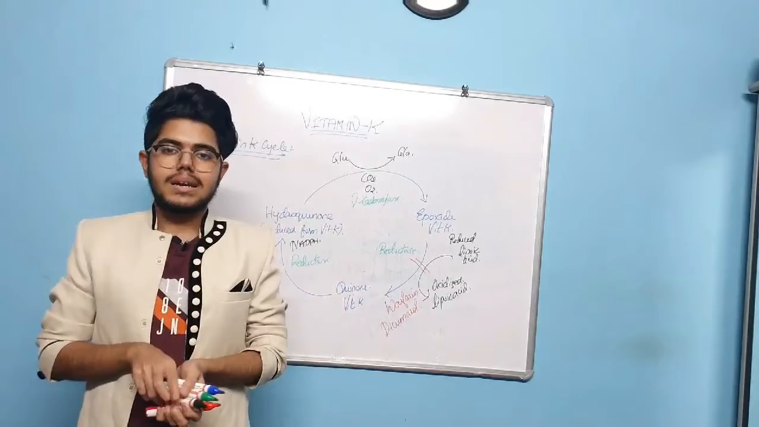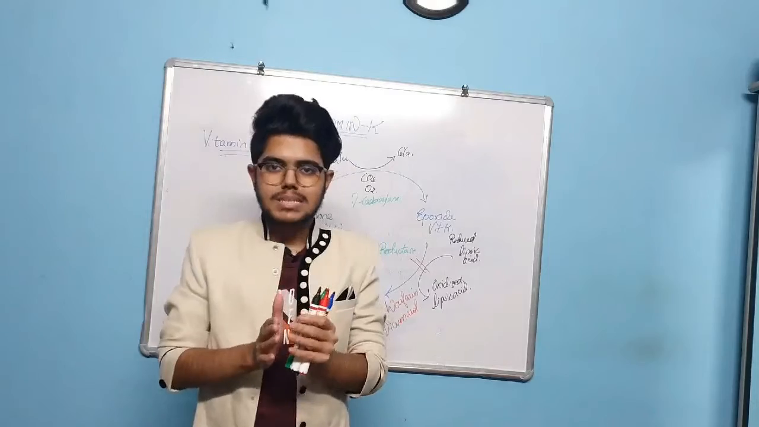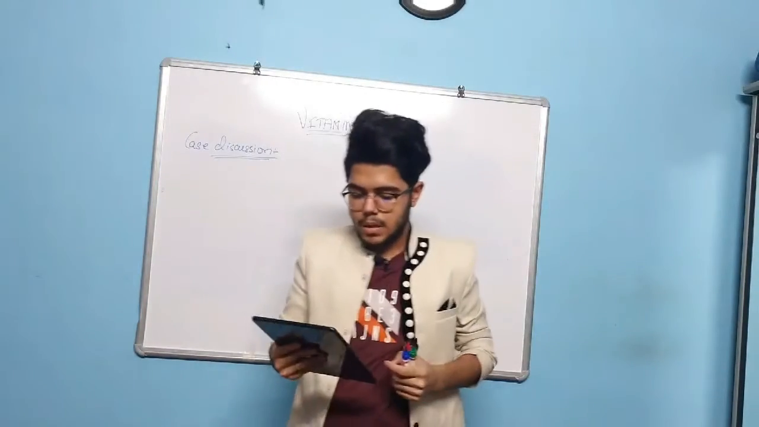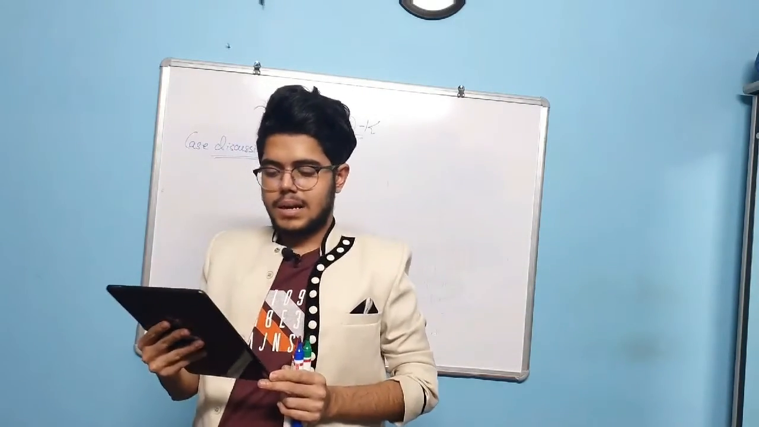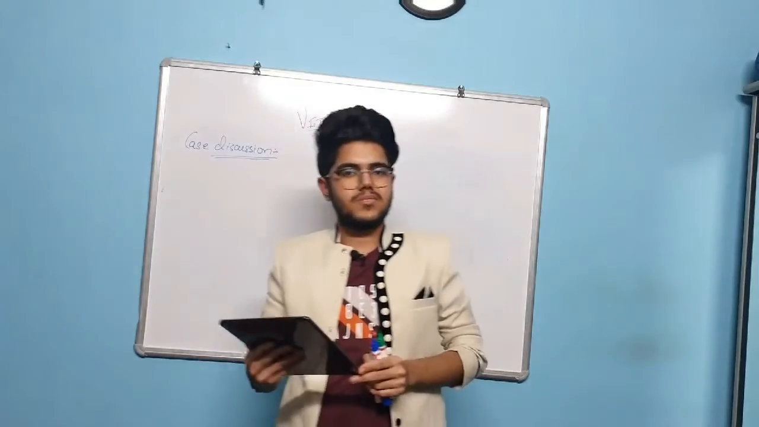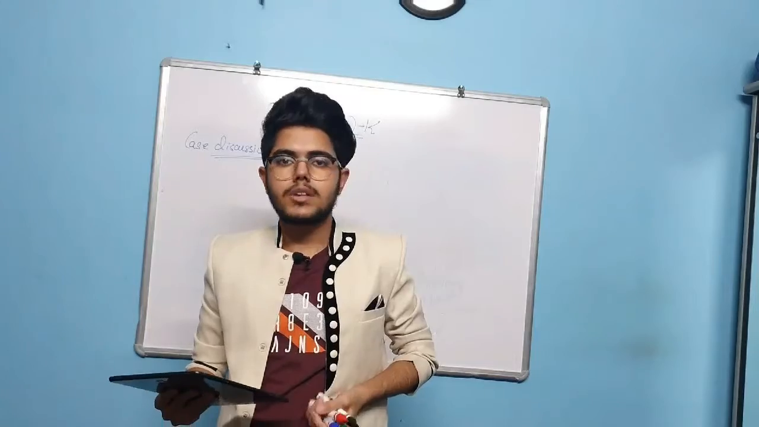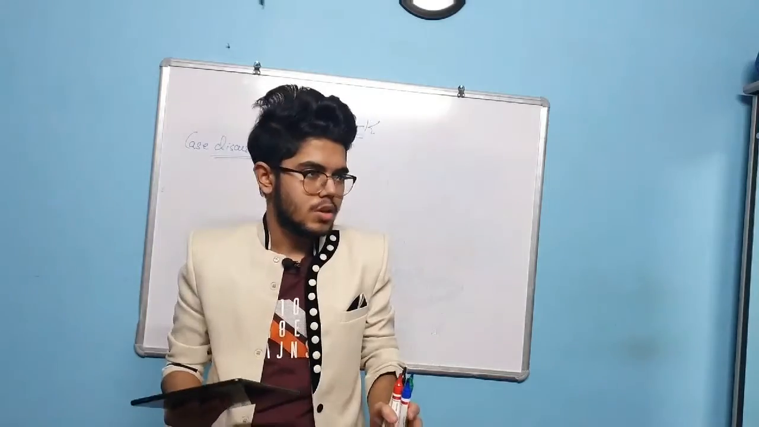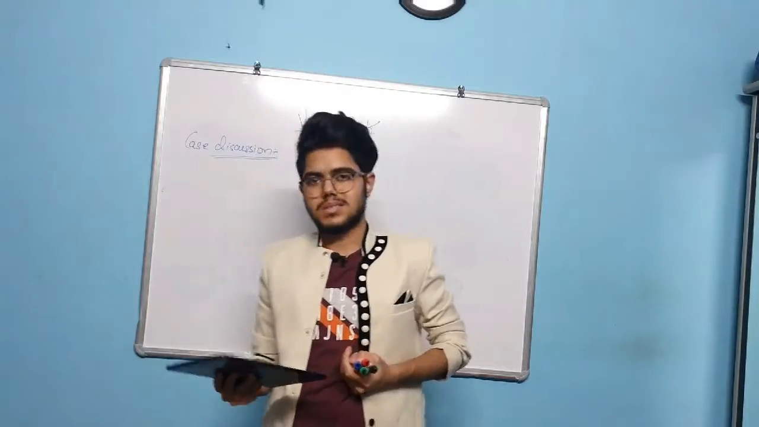Now let us go on with the case discussion. I will give the question for 5 seconds; pause and read it. Next we will discuss it. Moving on with the case scenario: a 25-year-old woman delivered a term female infant in her native village at her home itself. So the infant is born at home, and the infant must not have received the vitamin K injection. The infant has developed severe bleeding from her umbilical stump.